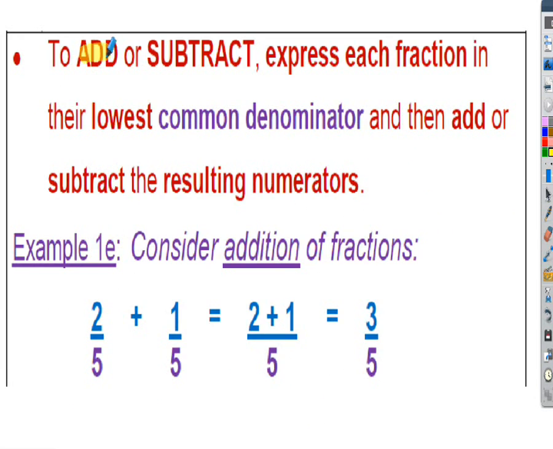Now we're going to consider adding and subtracting fractions. To do this, we want to express each of the fractions we're given in their lowest common denominator, and then we're going to add or subtract the resulting numerators. So in example 1e shown here, this is an addition of fractions. We've got 2 upon 5 and we're adding to that 1 upon 5. Because the denominators are the same, this is very easy. We simply add up the numerators. So 2 plus the 1 is 3 upon 5. So when the denominators are the same, we simply add the numerators.